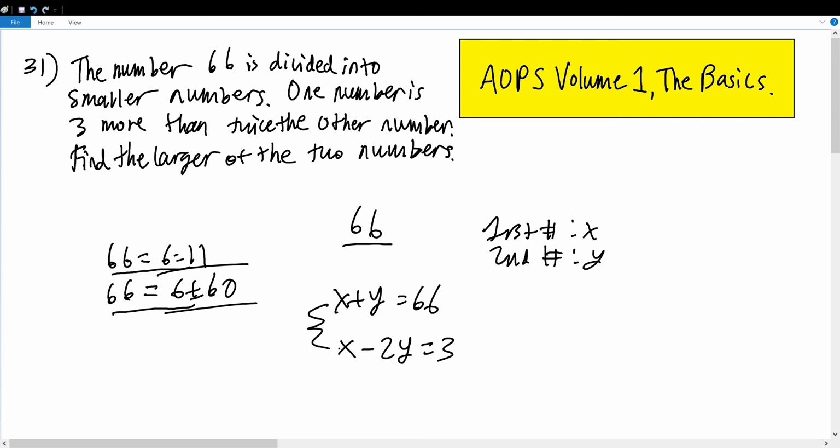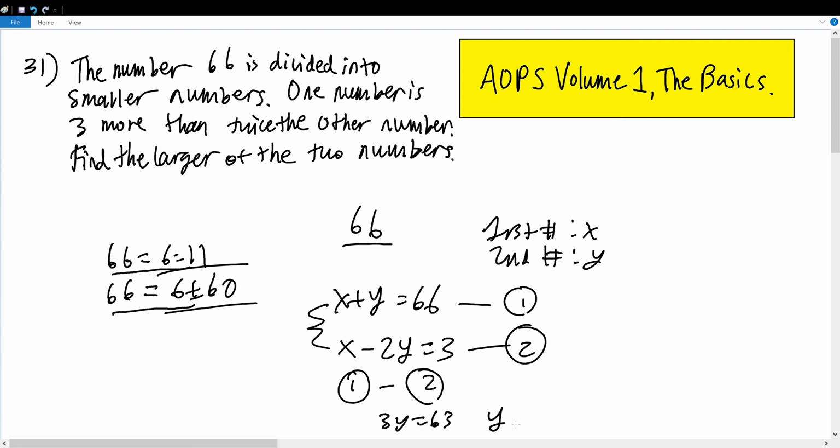With this system of equations, we can solve it. Let's call this equation 1 and this equation 2. Subtracting equation 2 from equation 1 will give us 3y is equal to 63, hence y is equal to 21.